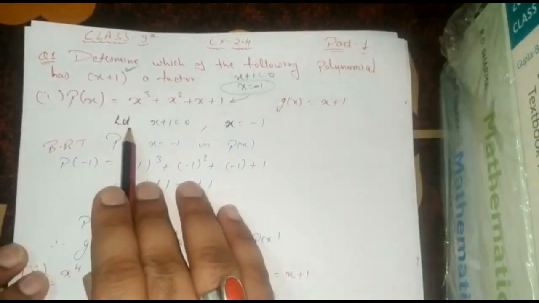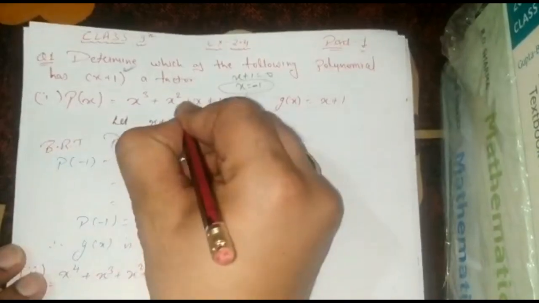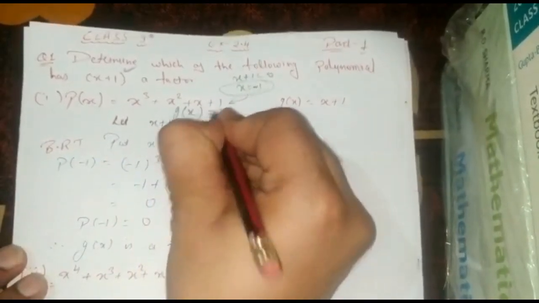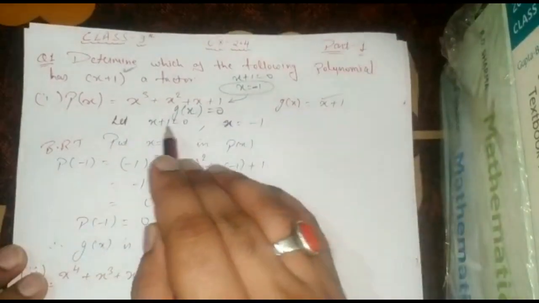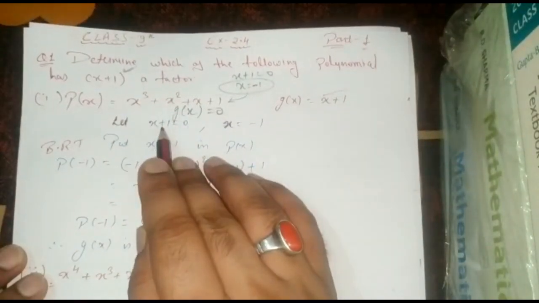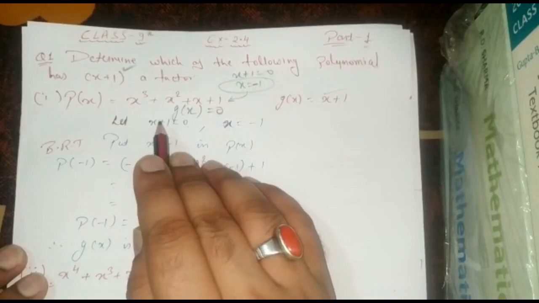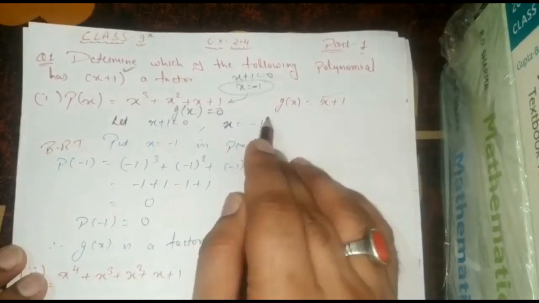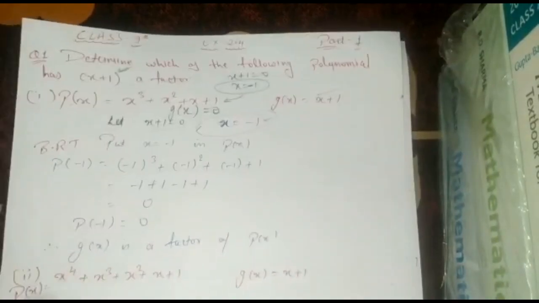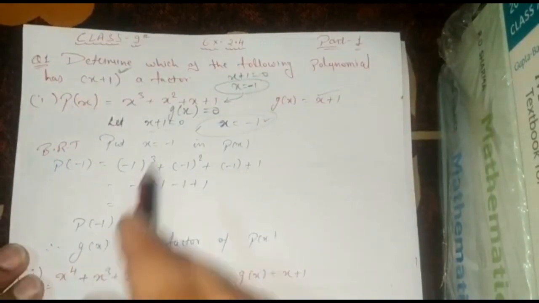First we let g of x be equal to 0. That means x plus 1 will be equal to 0, and from this we have to find the value of x. So x will be equal to minus 1. We have to put x equal to minus 1 in our polynomial function, that is p of x.